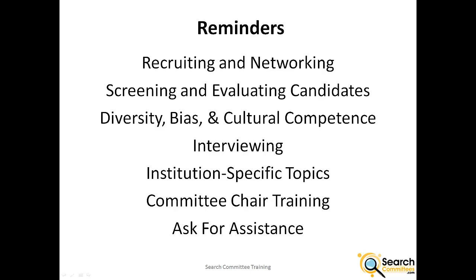And finally, we've talked about the committee chair and his or her need for training as well on how to conduct the process writ large, how to ask for help, and where the resources available to support them within the process.